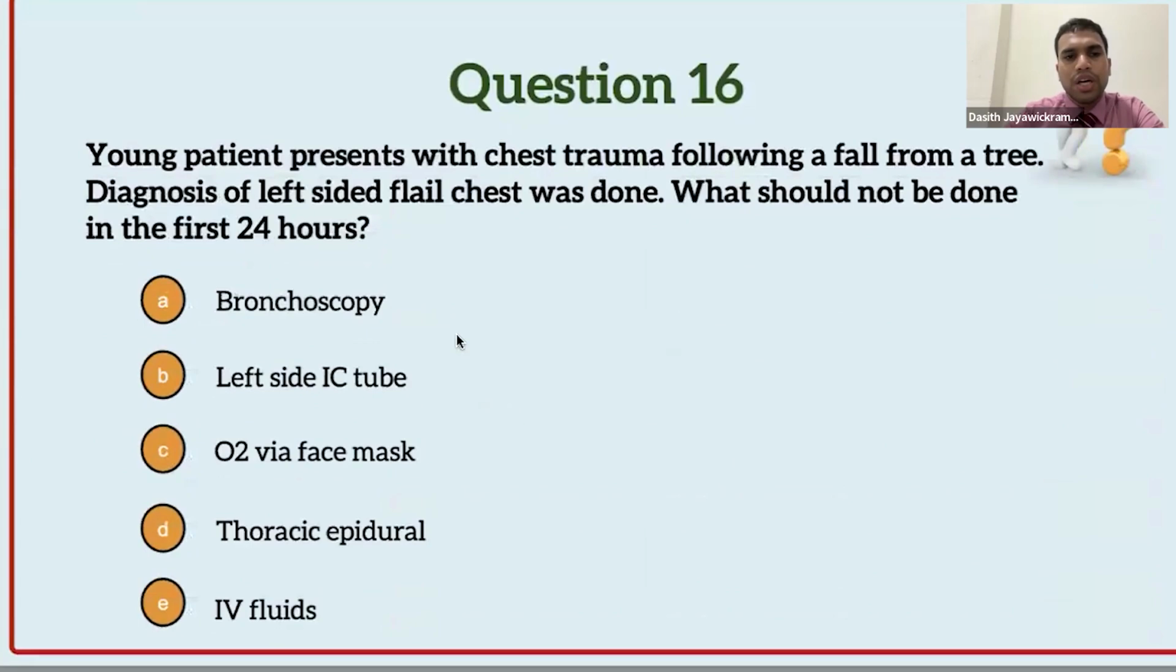Okay. Young patient presents with chest trauma following a fall from a tree. Diagnosis of left side flail chest was done. What should not be done in the first 24 hours? Bronchoscopy, left side IC tube, oxygen via face mask, thoracic epidural, IV fluids. What do you think?